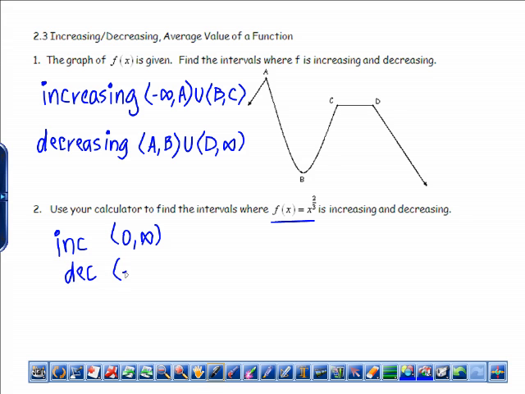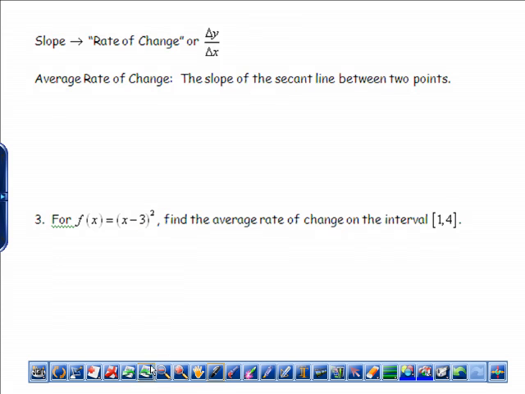Decreasing is from negative infinity to 0. If it's not obviously 0, you're going to have to use your calculator to find the maxes and the mins. All right, next part, slope, rate of change.